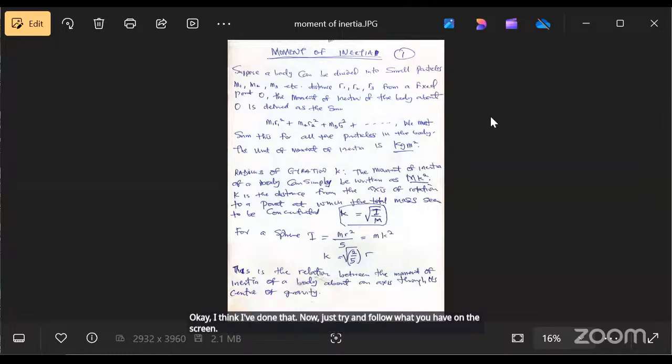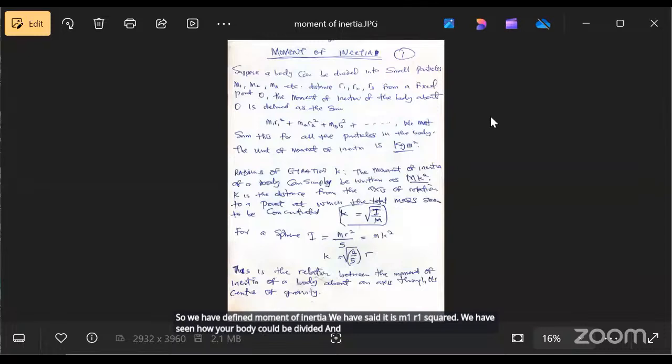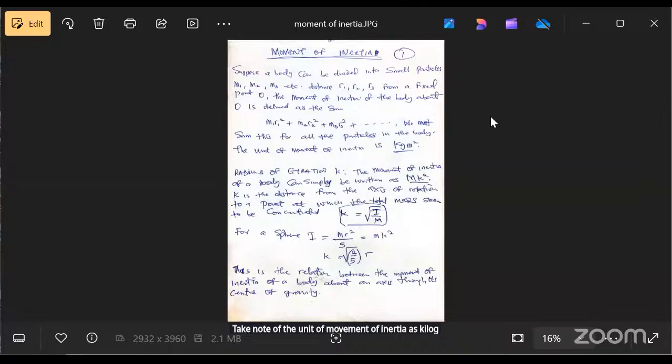So I'm going to recap again, since I've muted everybody now, so that we can all hear me very well. We have defined moment of inertia. We have said it is M1 R1 squared. We have seen how the body could be divided and how we relate it to distance and how we can add it together. And I've also said that you can take note of the unit of moment of inertia as kilogram meter squared, and you can easily see how it is meter squared from R squared.